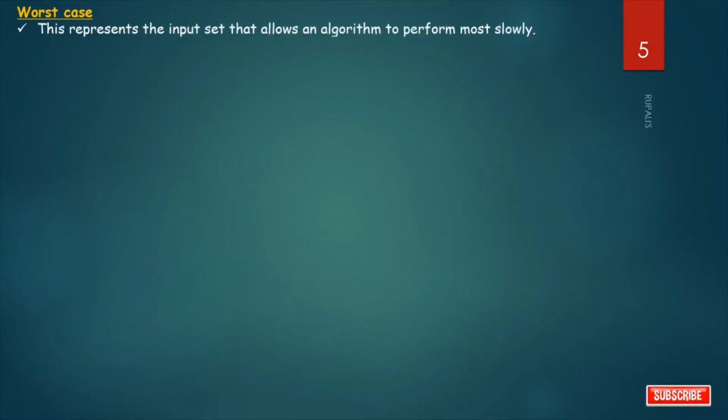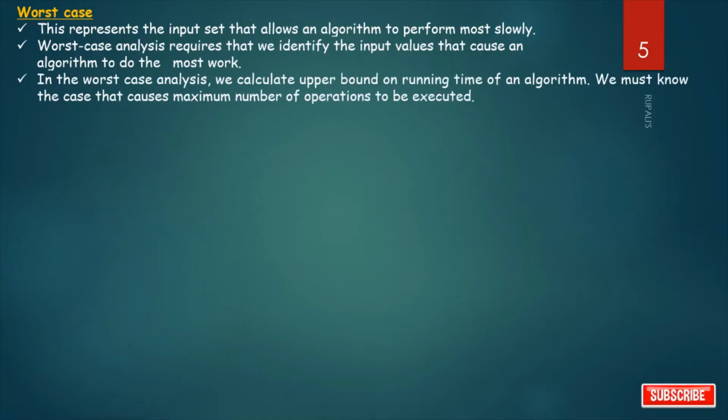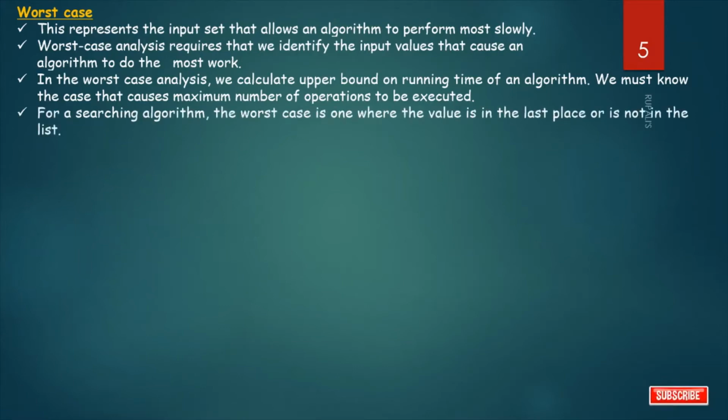In a nutshell, we can say that in worst case, this represents the input set that allows an algorithm to perform most slowly. Worst case analysis requires that we identify the input values that cause an algorithm to do the most work. In the worst case analysis, we calculate upper bound on running time of an algorithm. We must know the case that causes maximum number of operations to be executed. For a searching algorithm, the worst case is one where the value is in the last place or is not in the list.